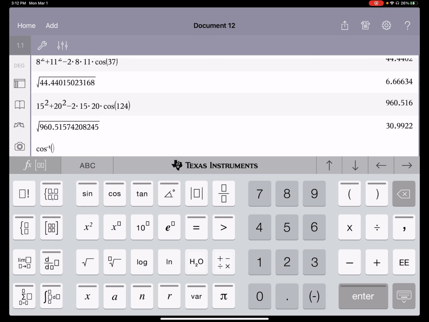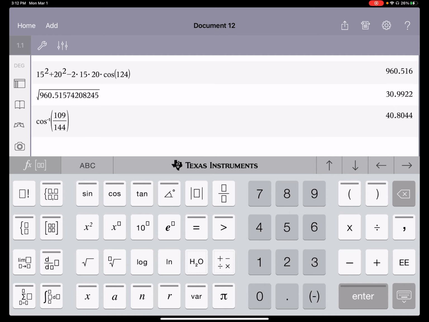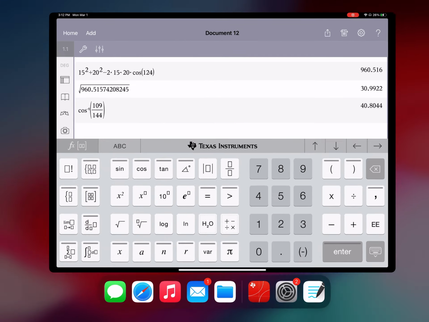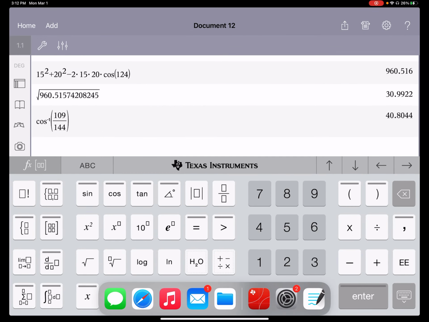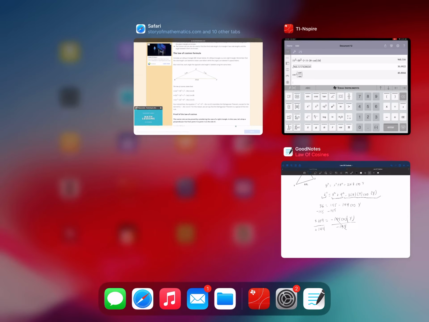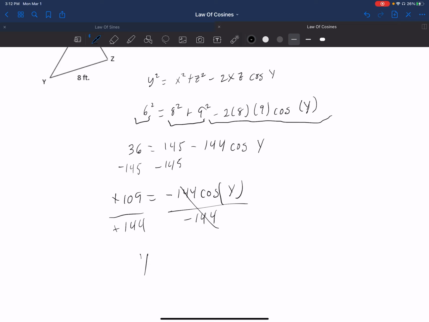I'm going to put the inverse cosine of negative 109 divided by negative 144, or like I said, I can just do 109 divided by 144 since they were both negative. They just become positive. So now I know that my angle is equal to 40.80 once I round. And don't forget your degree sign because we are talking about an angle.